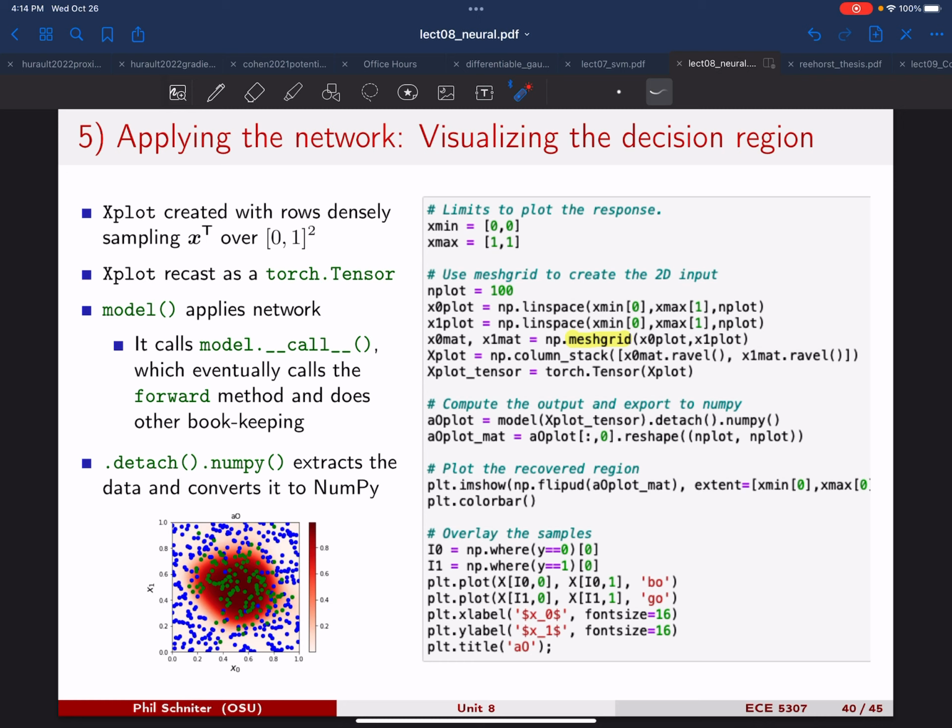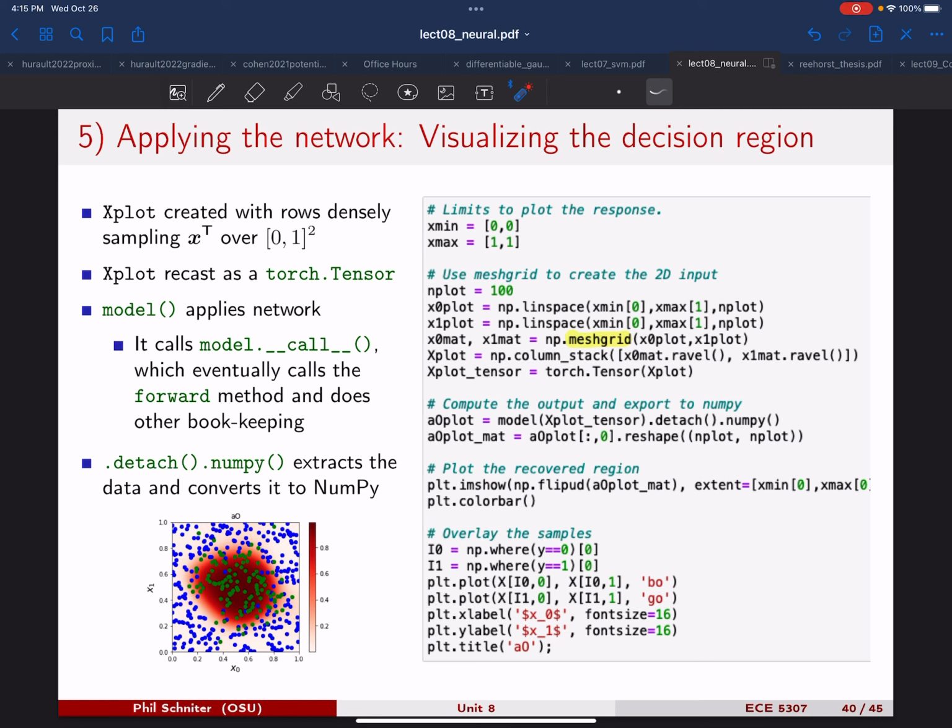So that's the plan. To put it through our network, we first have to convert it to a torch tensor. Then you can see we just do model of xplot tensor, which puts it through the network. Then we have to get it back to NumPy, so we detach it to NumPy. And this is going to be a vector of the activation at each one of the points on the grid. So that's going to be a long vector of 10,000 points. And so we want to convert that to a matrix like this, so we can plot it. So we just reshape it to 100 by 100.